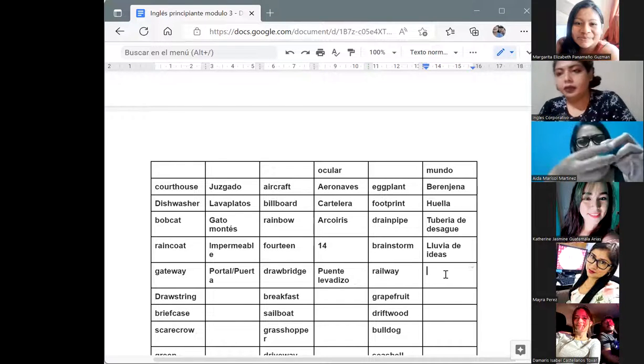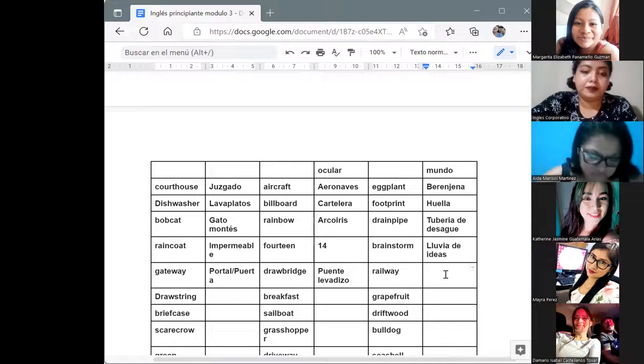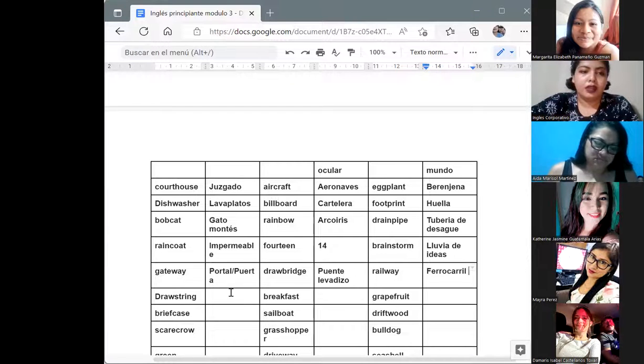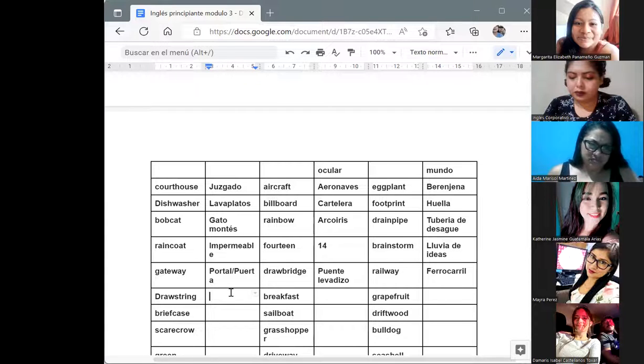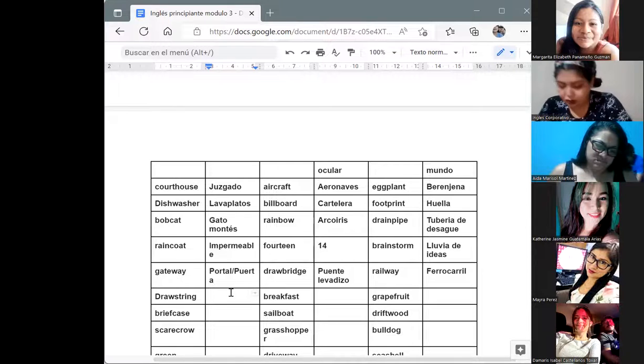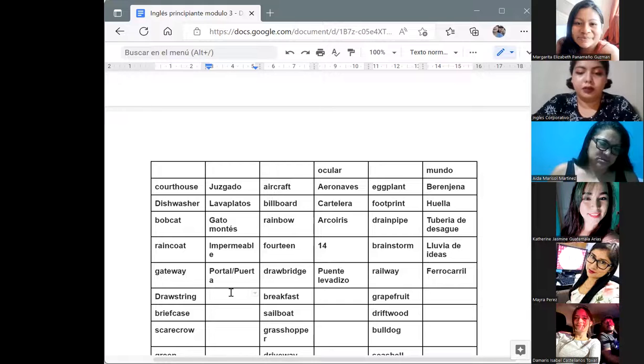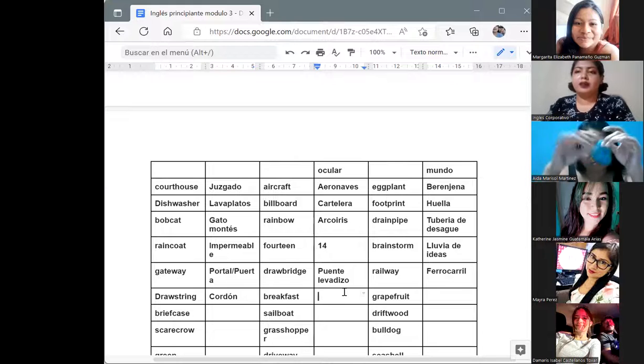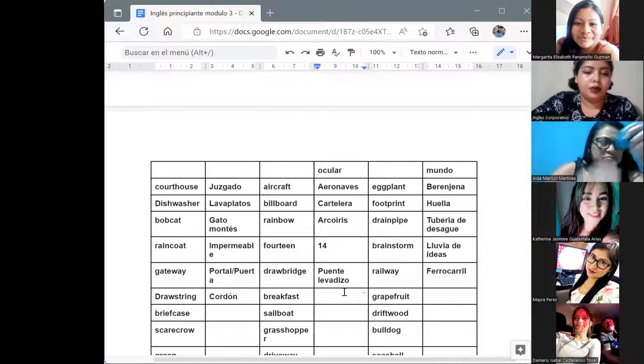Railway. Yes. Drawstring. You use it in your shoes. Cordón. Breakfast. Very easy. Desayuno.